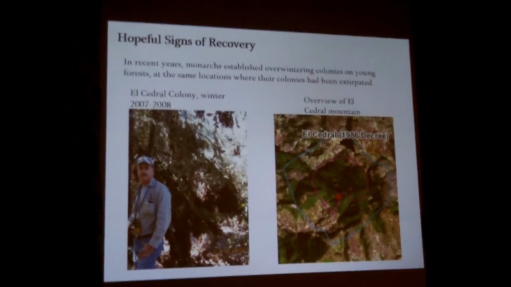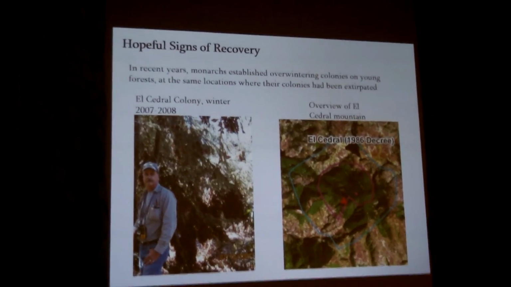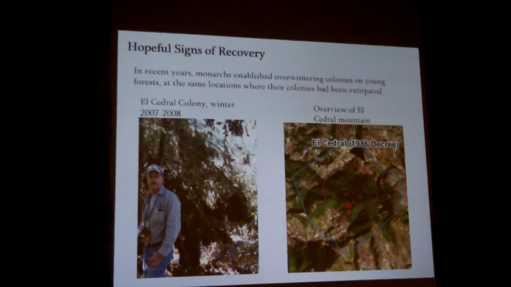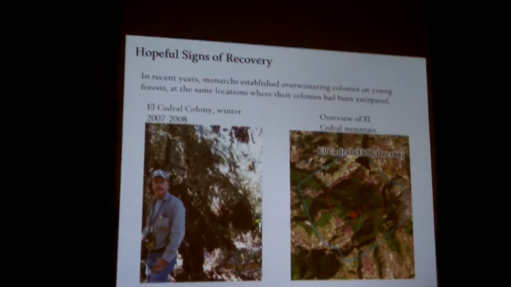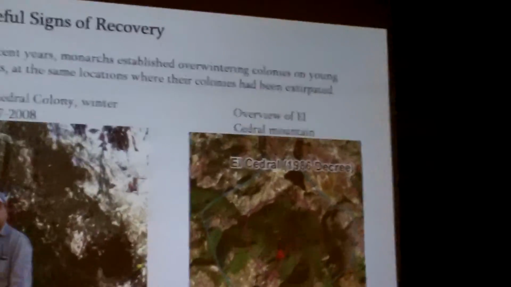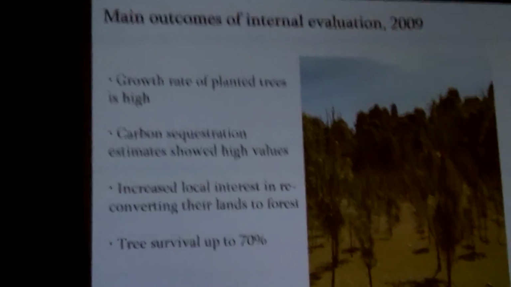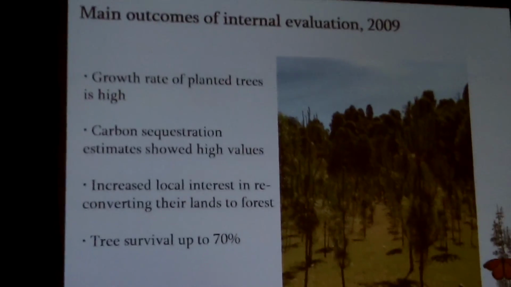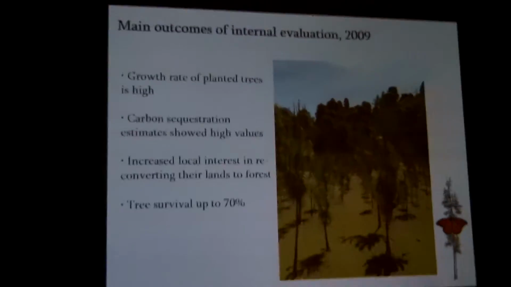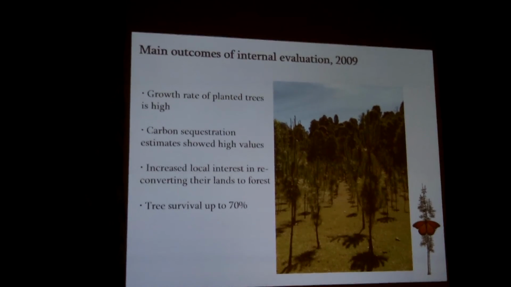And this is another neat example. Here, what happened is that we restored an area where the monarchs used to overwinter, and because of the deforestation, they stopped going to that area. And then years later, after the reforestation, they went back there. Well, the main outcomes of an evaluation that we had in 2009 is that our growth rate of planted trees is high. We have very high survival rates, and the carbon sequestration is very high too.